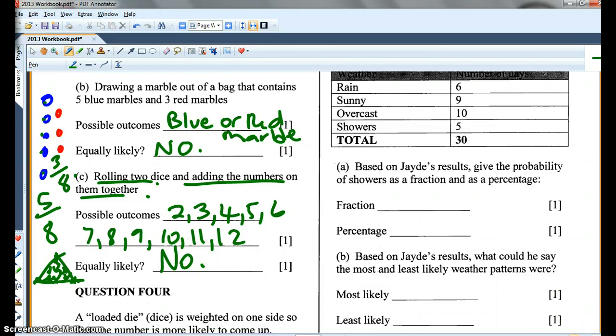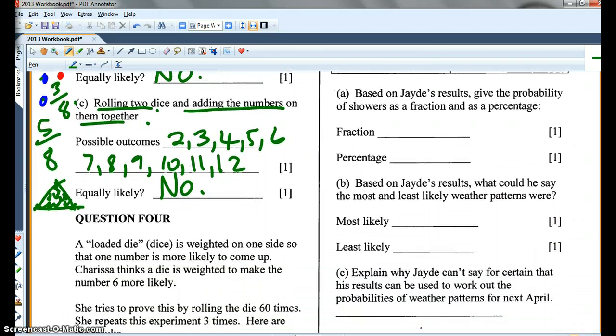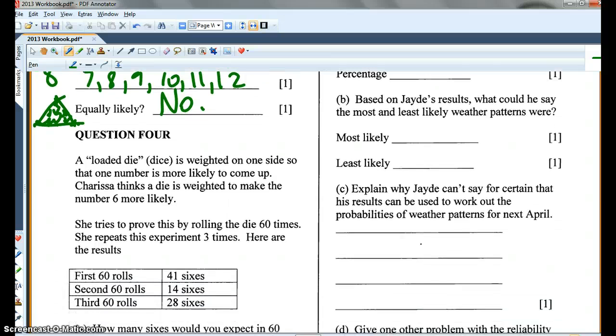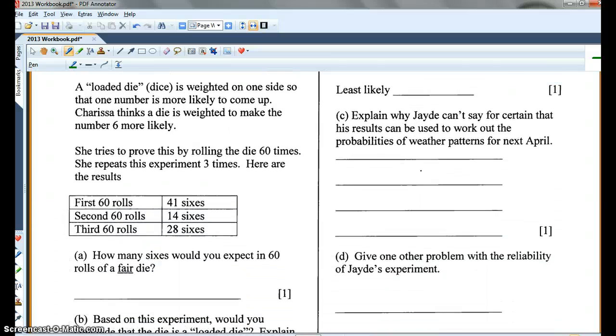A loaded dice is weighted. It's not a fair dice. It's weighted on one side so that one number is more likely to come up. Carissa thinks a die is weighted to make the number 6 more likely, so the 1 would be the heavier side. She tries to prove this by rolling the dice 60 times.